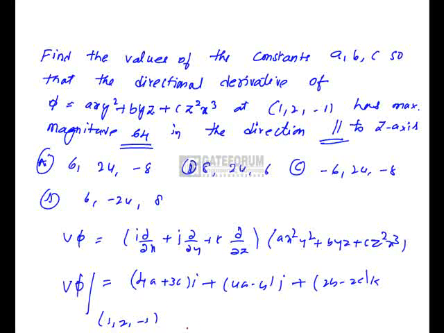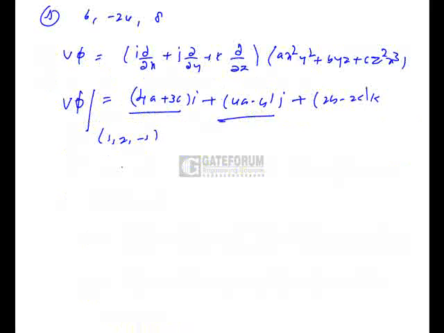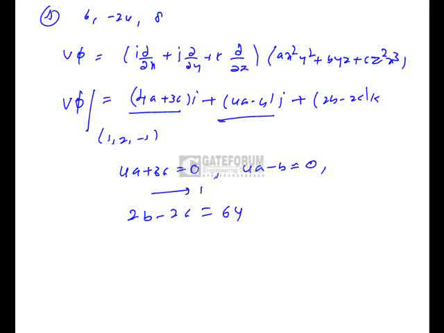Now the maximum value of the directional derivative is given as 64, which is parallel to the z-axis. If it is parallel to the z-axis, there will be no i and j terms, so they have to be 0. So 4a + 3c must be equal to 0 and 4a − b must also be equal to 0, and the maximum derivative will be 2b − 2c, which is given as 64. If we solve these equations 1, 2 and 3, we'll get the values of a, b, c as 6, 24 and −8.